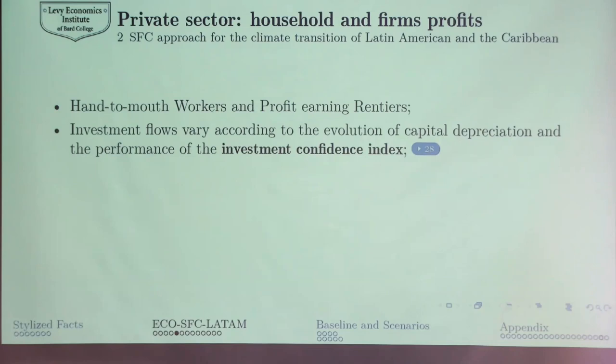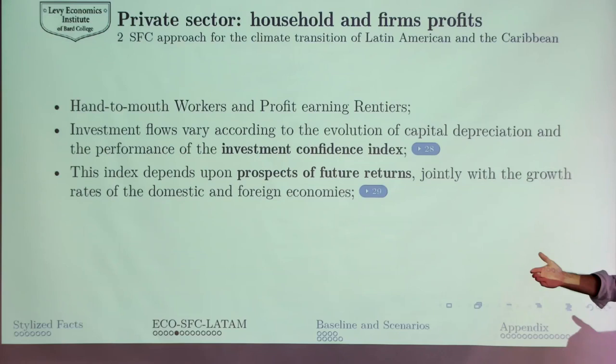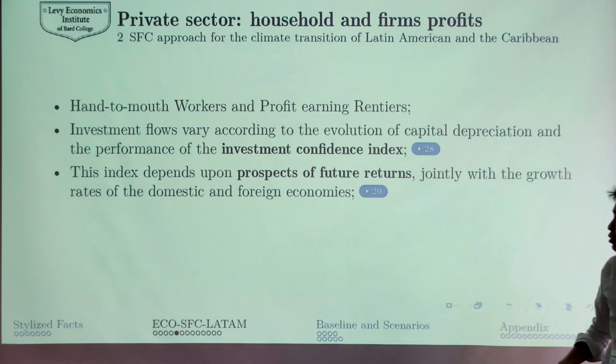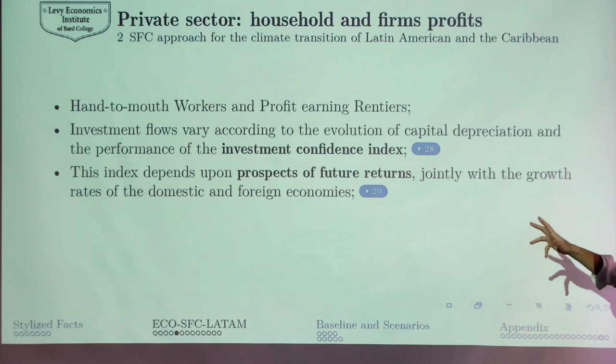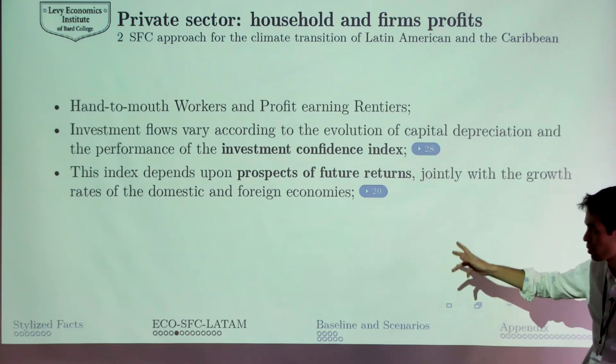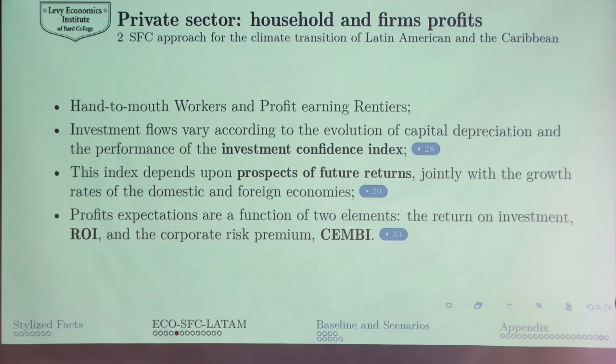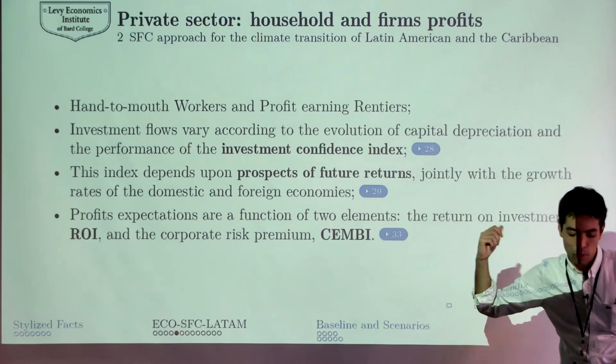And then there is another interesting mechanism: we have the confidence index of private investment, which basically shapes future expectation. The investment flow is shaped by expectation of future returns, and it's also driven by an exogenous component with the growth rate, both domestic and also of the foreign sector. And of course, the profit expectation will also be a function of more traditional standard indicators, like the ROI, or our ROI in our model, which is not precisely the ROI, and again the corporate risk premium.